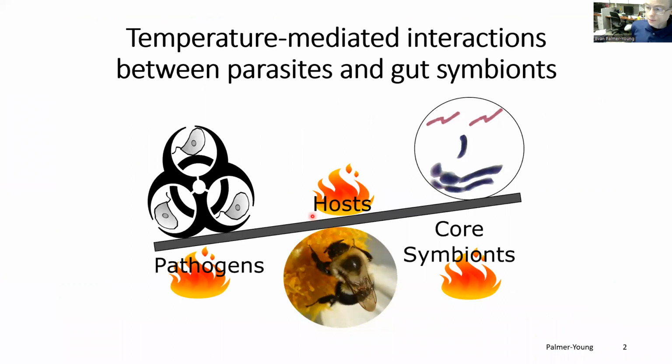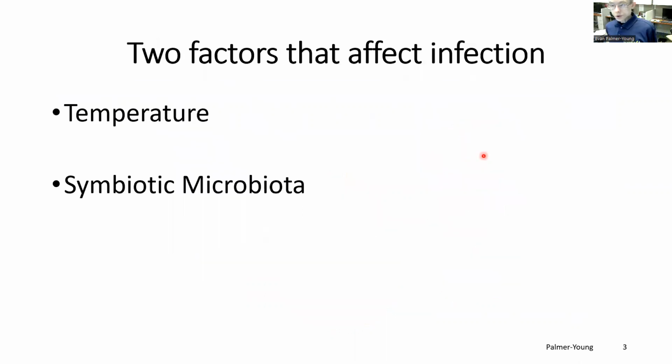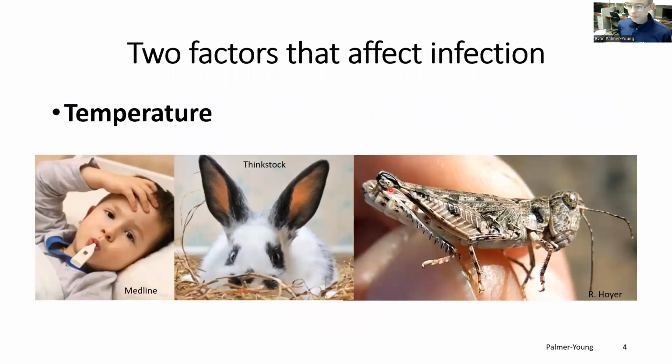The basic question in this project is how temperature influences parasites by modulating interactions between parasites and symbionts. Temperature and the symbiotic microbiota are two factors that are known to affect host resistance to infection. A common response to infection in humans and other animals is fever. That's an elevation of body temperature.